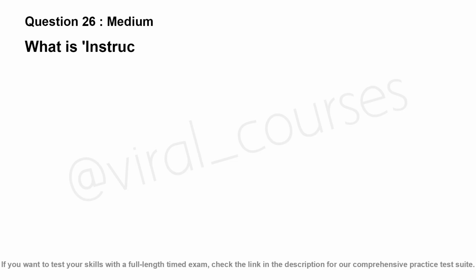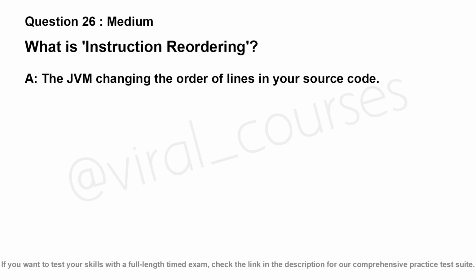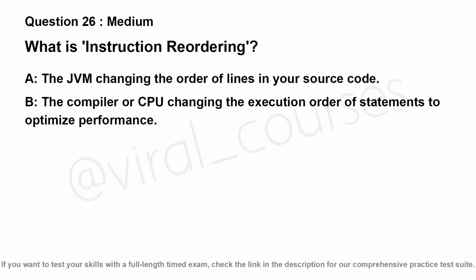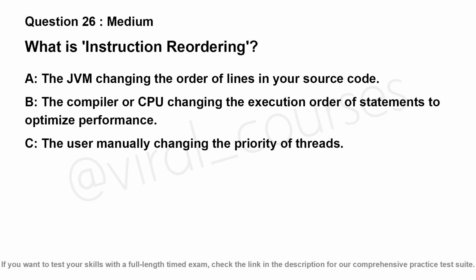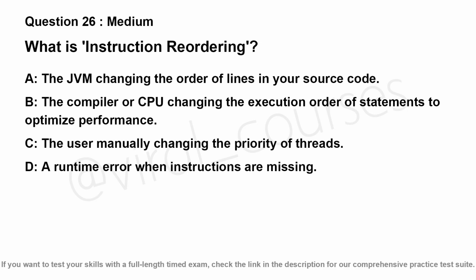What is instruction reordering? Option A, the JVM changing the order of lines in your source code. Option B, the compiler or CPU changing the execution order of statements to optimize performance. Option C, the user manually changing the priority of threads. Option D, a runtime error when instructions are missing.